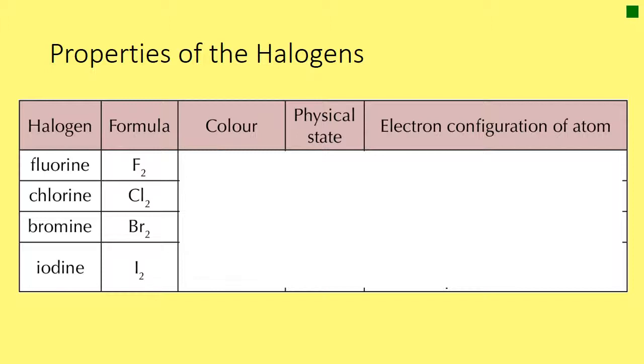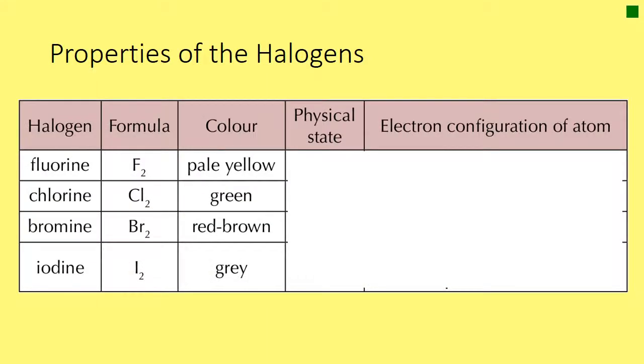So that's the formulas that you're familiar with, and the colours we saw in the previous slide. Fluorine is actually a very pale yellow. You saw perhaps a pale green colour for chlorine, and the more concentrated it gets, the more green it is. A reddy brown, I called it orange, for bromine, and a dark grey colour for the iodine. Let's look at the physical state. So, as far as physical state is concerned, our first two, fluorine and chlorine, are gases, and we have liquid bromine and solid iodine. And then we're going to move on to the electron configuration of the atom.